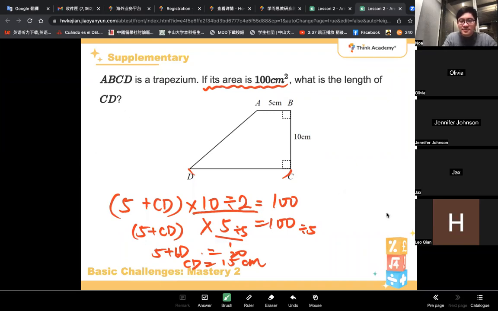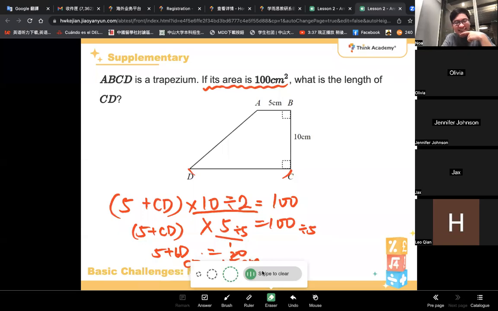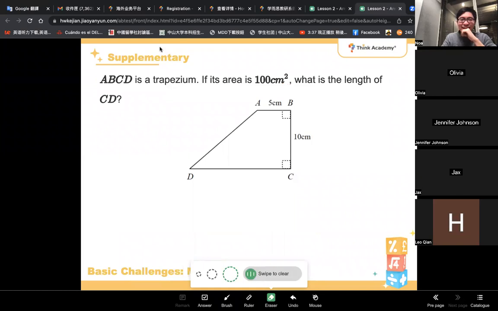Do you all get it? Yes or no? In the chat box. No, you don't. Newton, you don't? Okay. Let's say that so-so. What do you mean so-so? What is so-so? You kind of get it and kind of don't get it? Okay, let's say it again.